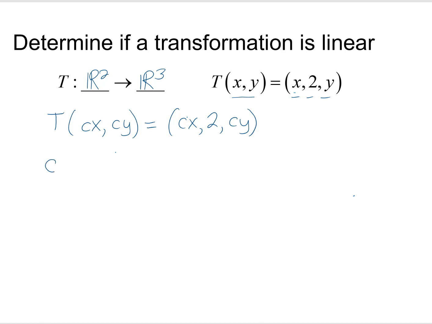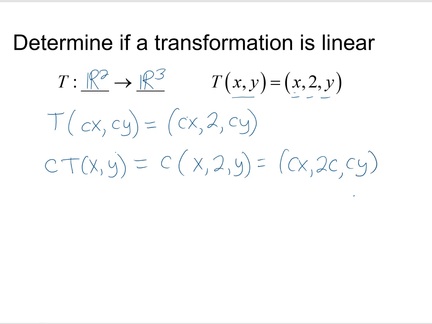And so now what if I did the c later and I transform the xy and then multiply the c through? So if I do that, I have c times transforming x, so it'd just be x, 2, and y. And so when I multiply that through, I get cx, 2c, and cy. And you can see that the middles don't match, not equal, so this is not linear.